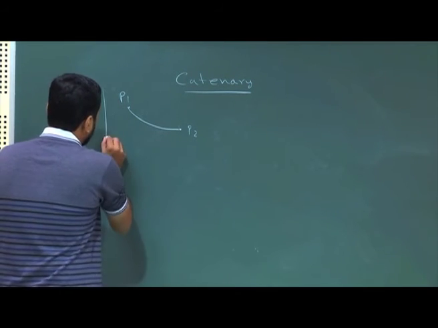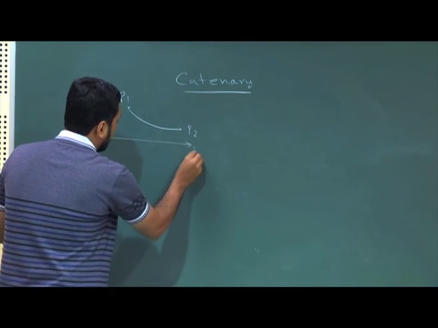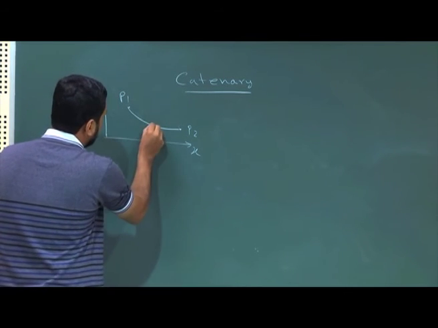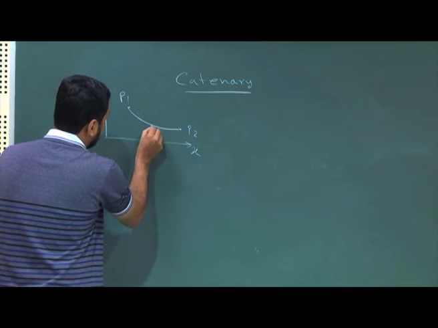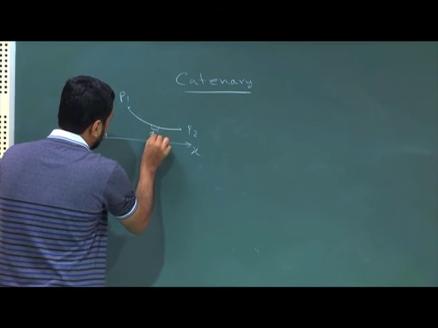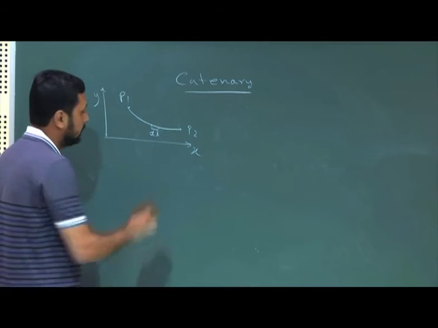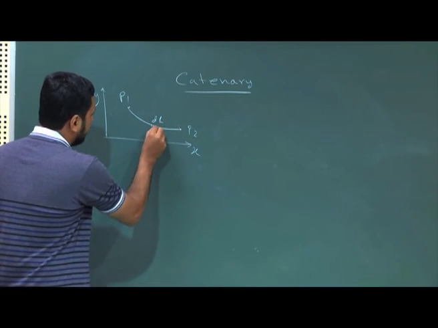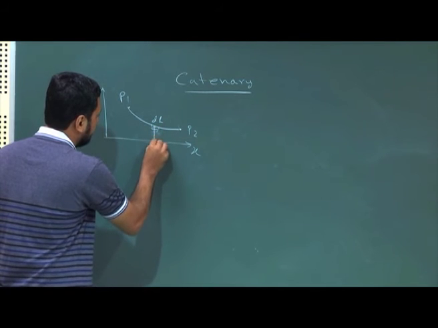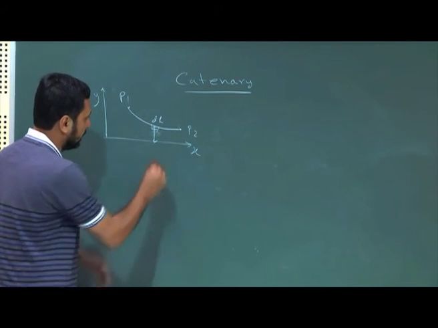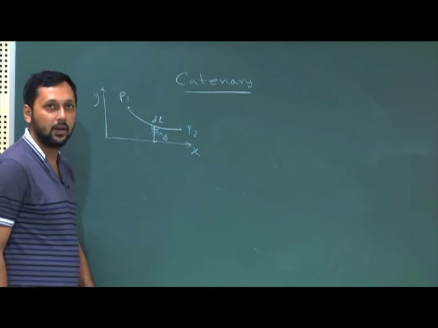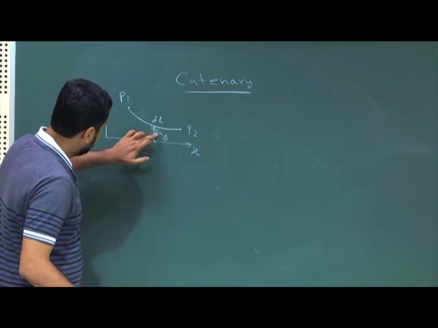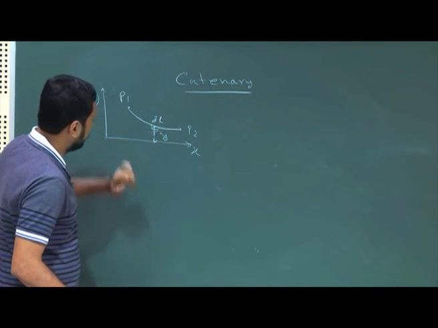Now, in order to do this, we have x and we have y. Once again, I take a length dl. So this length is dl and the height at which it is from the ground level is given by y. Now, what do we have to do here?